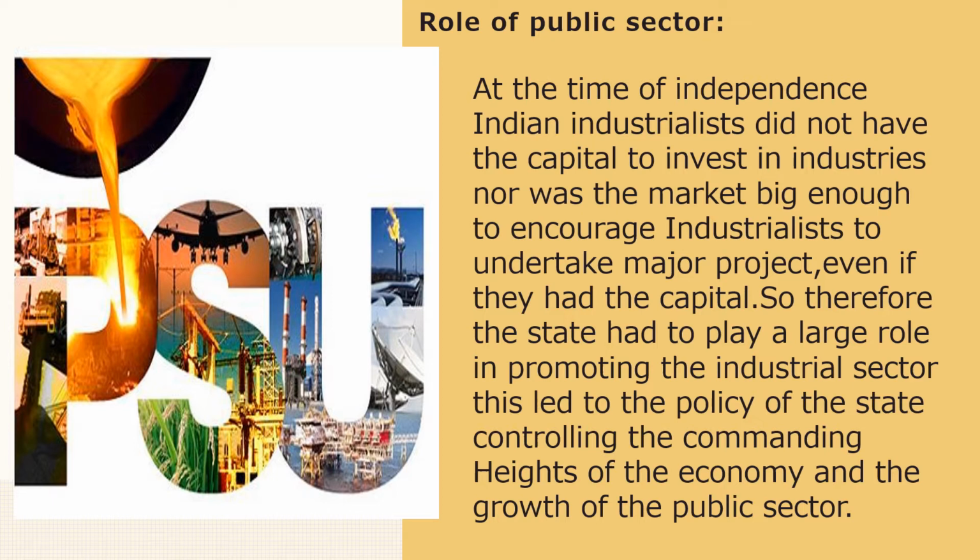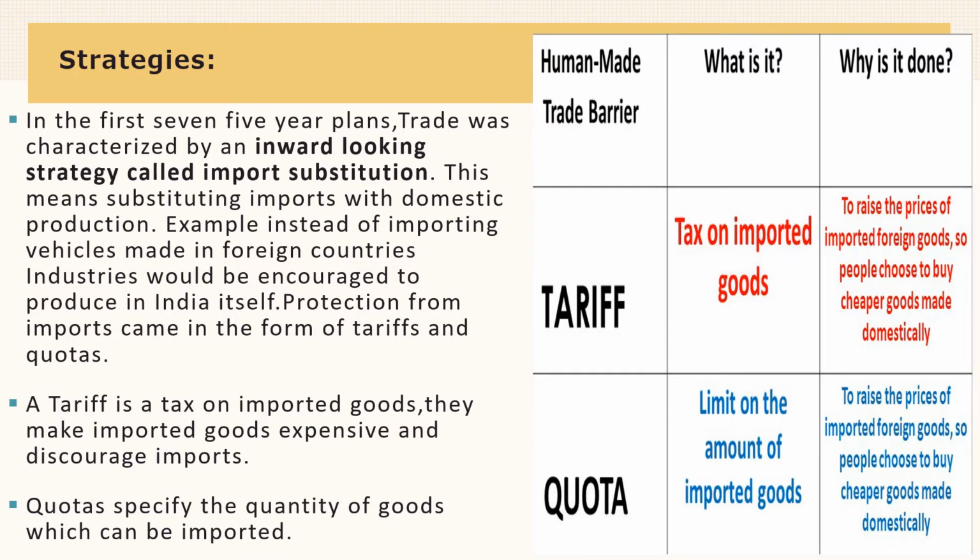Now, at the time of independence, Indian industrialists did not have the capital to invest in industries, nor was the market big enough to encourage industrialists to undertake major projects, even if they had the capital. So therefore, the state had to play a large role in promoting the industrial sector, and this led to the policy of the state or the government controlling the commanding heights of the economy, and therefore the growth of the public sector took place.